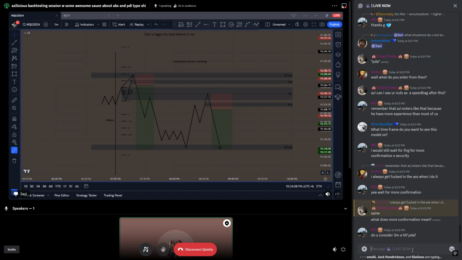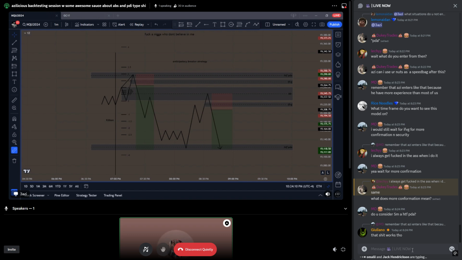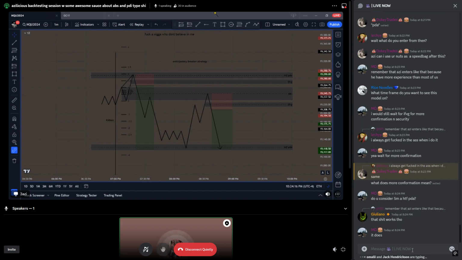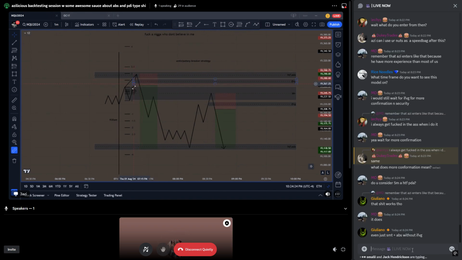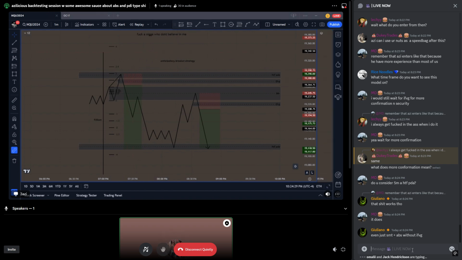In this case, it would be inverse parallel gap. If you want even more confirmation, but that would invalidate the ABS, it would just be a break of structure. You can wait for a break of structure here, but that wouldn't be an ABS anymore. That would be just a unicorn. Or if you have like internal lows here, you can wait for break of structure there if you want extra confirmation, but I wouldn't recommend doing that.